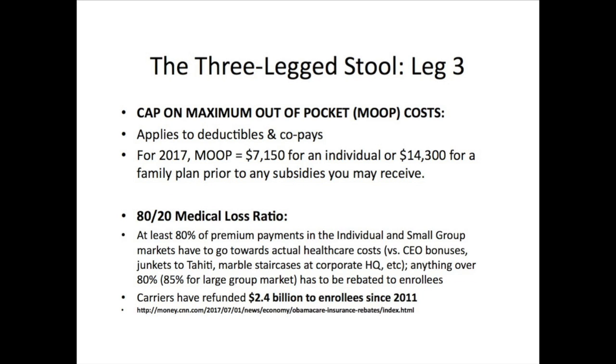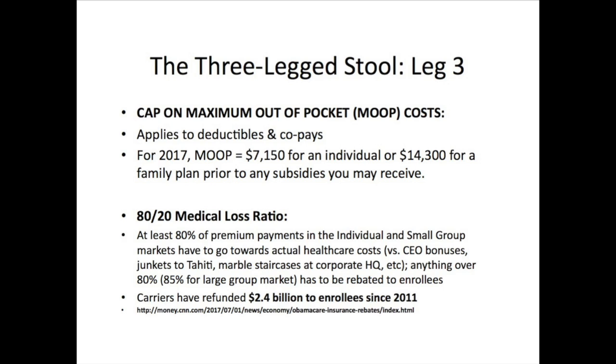The cap on maximum out-of-pocket costs, or MOOP, also applies to deductibles, copays, and other expenses besides the premiums. I'm not familiar with the formula for this, but I know it's around $7,000 for an individual or $14,000 for a family before any subsidies you may qualify for. Once you hit that cap, the insurance carrier has to cover the rest. The idea here is to protect people from complete financial devastation in a worst-case scenario, so that as long as they're enrolled in a qualifying plan, there would be some sort of maximum cap on how much they have to pay.